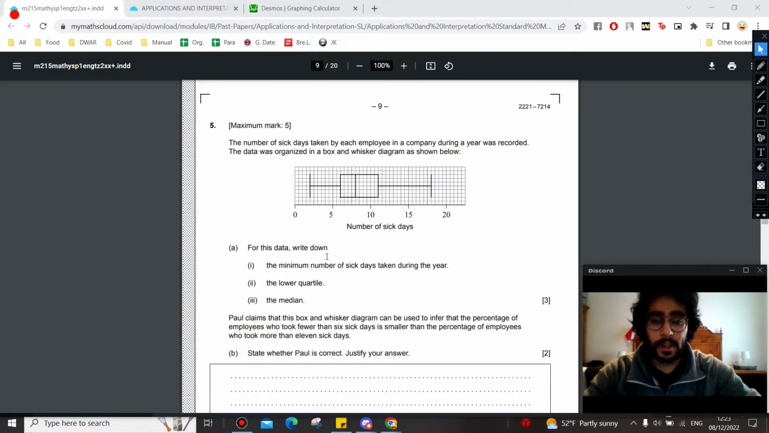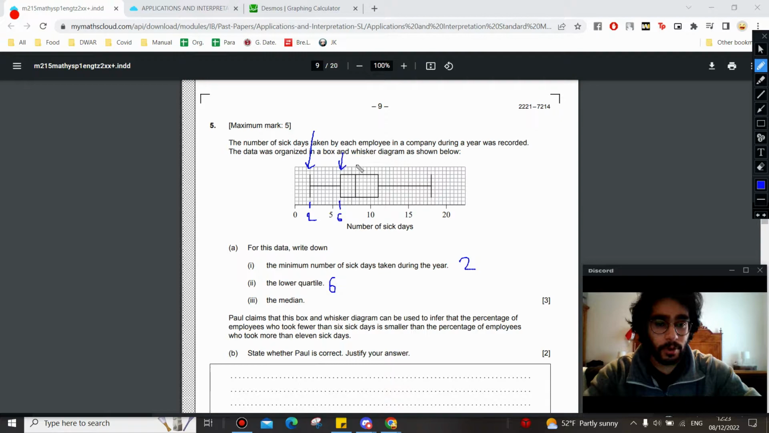For this data, write down the minimum number of sick days taken during the year. The minimum number would be the beginning of the box and whiskers, which corresponds to 2, because every box here, I think, is 1. So the answer for this one is 2. The lower quartile is the second vertical line that you see in the box and whiskers diagram, which is here, corresponding to 6. The answer for this is 6.